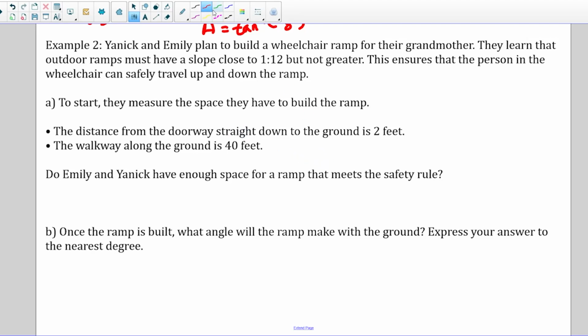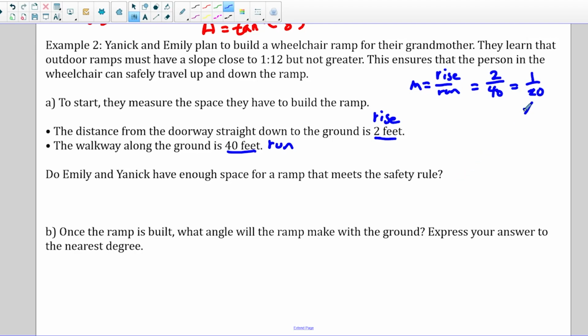So what we're going to have to do is figure out exactly what the slope of this ramp could be. If we take a look and we see that your distance from the doorway straight down to the ground is 2 feet. So anytime we talk about vertical distance, this will end up being our rise, which means that your walkway along the ground is 40 feet. That will be our run. So our slope is equal to rise over run. And we know that we have a rise of 2 feet over 40. So I've got a slope of 1 over 20. So 1 over 20 is what we're looking at.